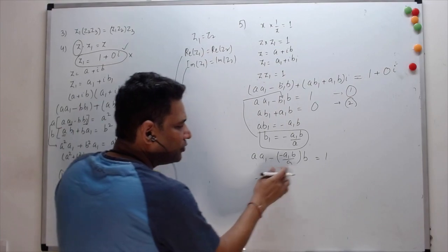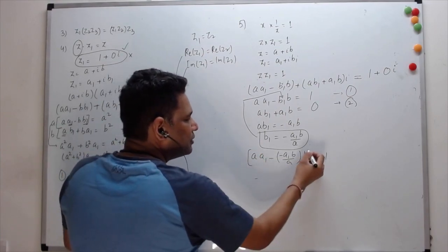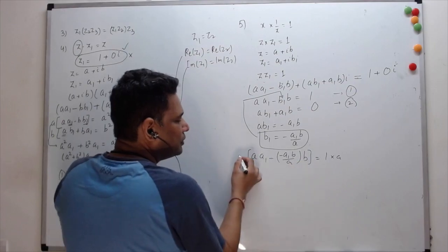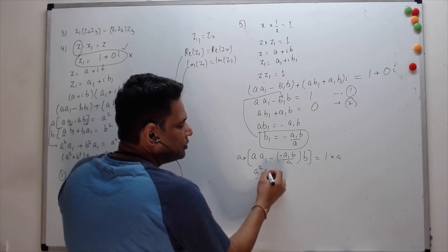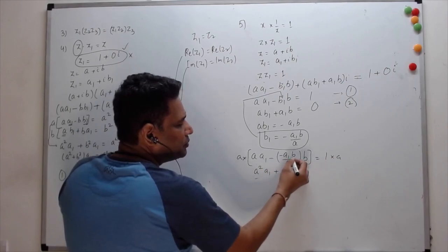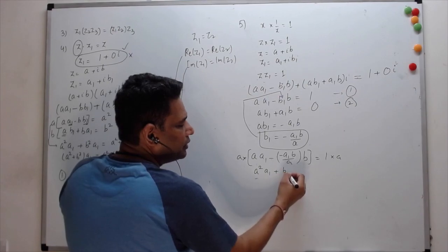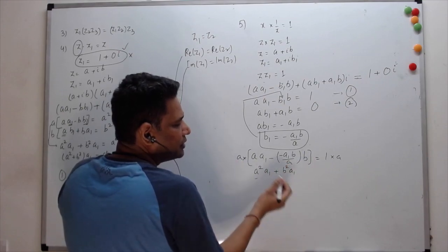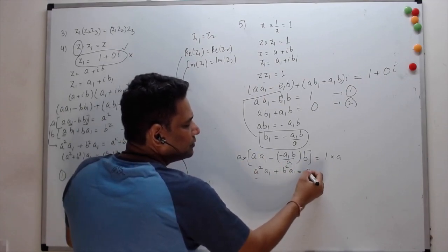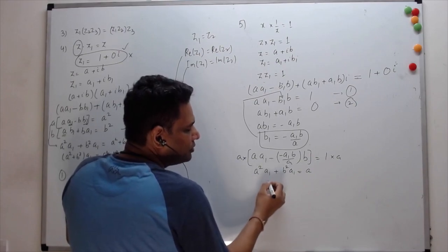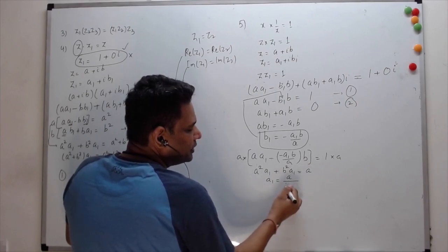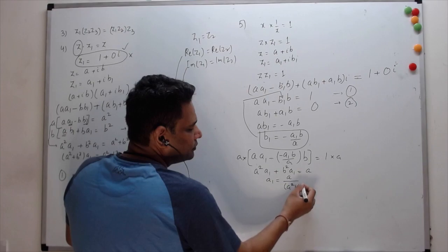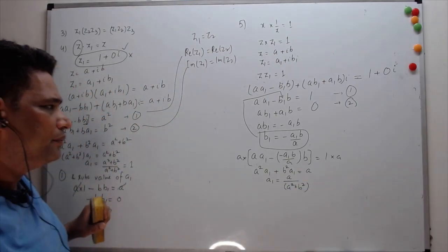And if you see that there is a over here, so I can multiply both the sides by a, so that I can get rid of the denominator. So I get a square into a1 plus, this is b into b, which is b square into a1 again, and this a would get cancelled with the one which is outside, and that gives you a. So that allows you to get a value of a1 as a over a square plus b square. That's the value of a1.